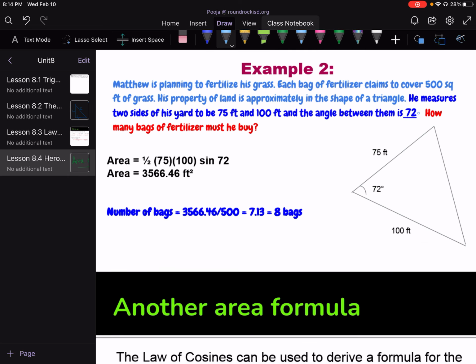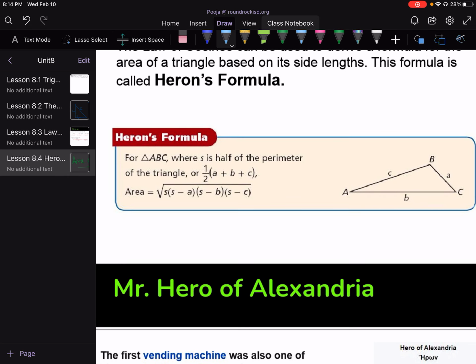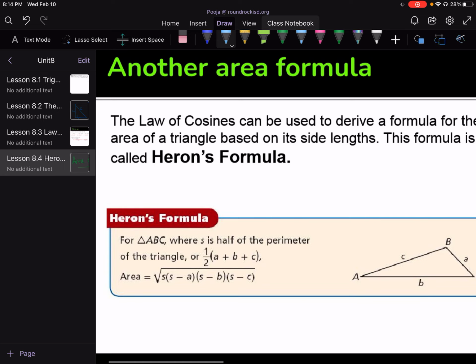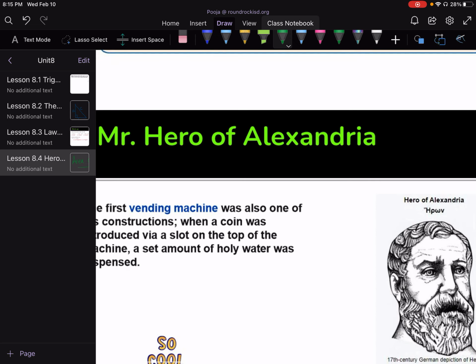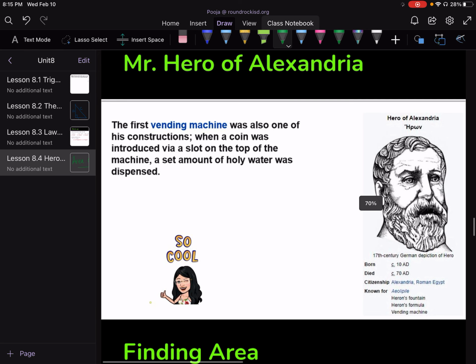I hope that was helpful. Let's see what else we have. Now, I did explain Heron's formula one more time. Heron's formula is utilized in SSS type of triangle, and it comes in very handy to find the area without knowing any of the angles. By the way, here is Mr.